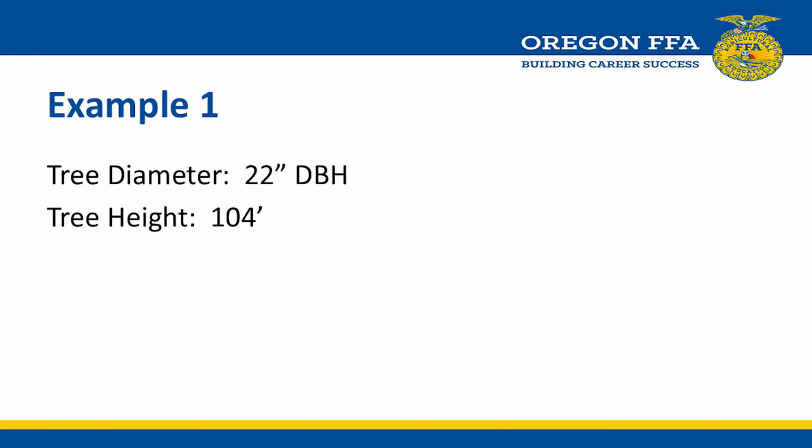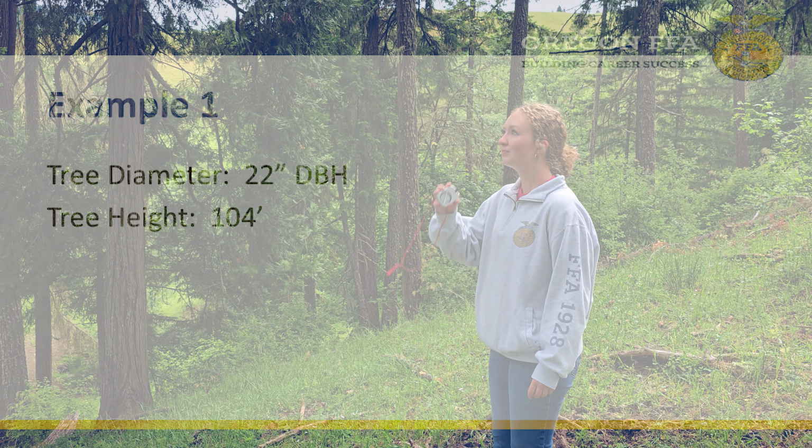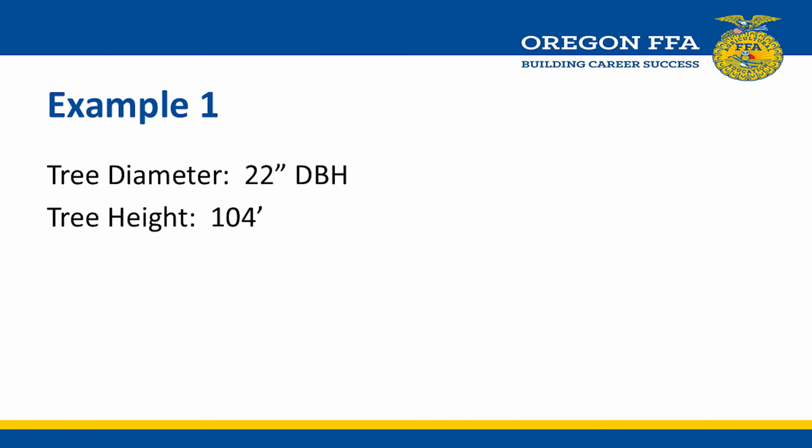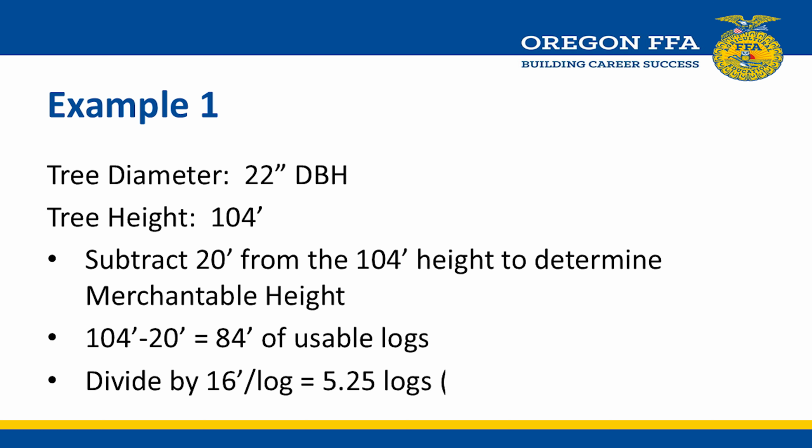In example 1, the tree has a diameter at breast height of 22 inches and a total height of 104 feet, again measured with our clinometer or laser. Since the DBH is 20 or greater, we subtract 20 feet from 104, giving us a merchantable height of 84 feet. Now, divide 84 by 16, and we get 5.25 logs, which we record as 5 logs, rounding down to the nearest half log. 5 logs is our answer.